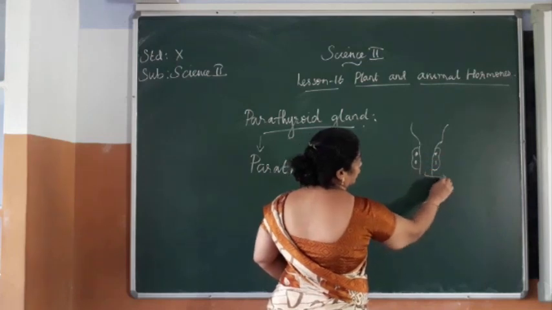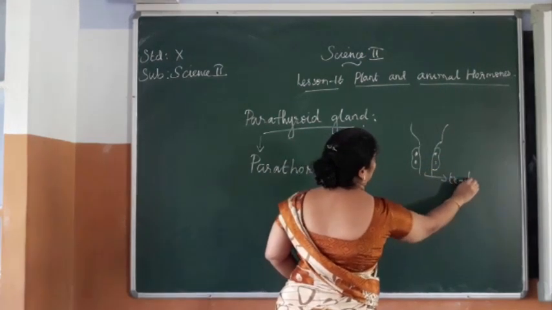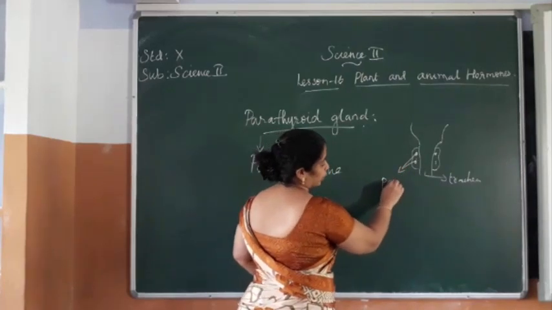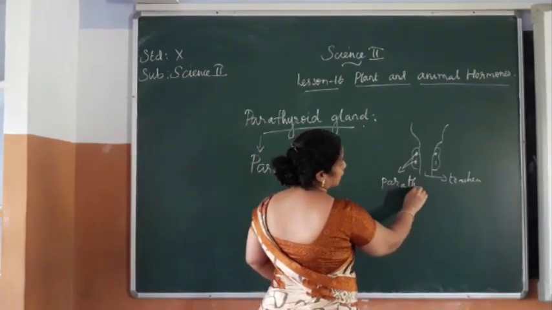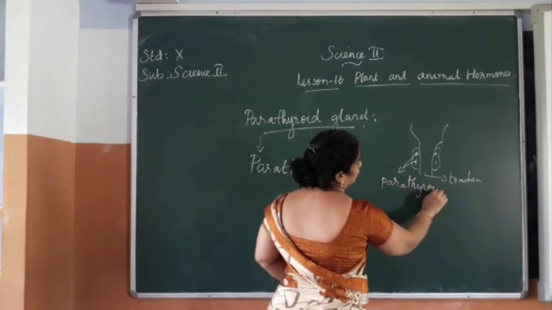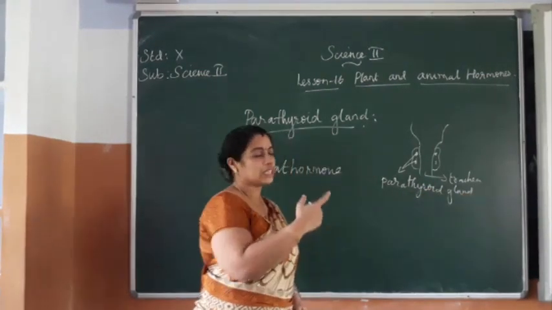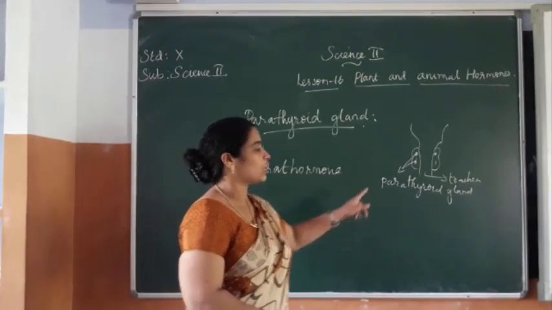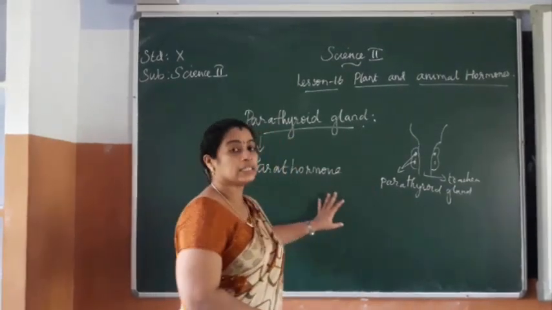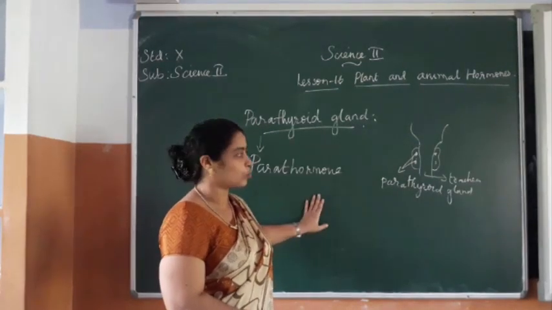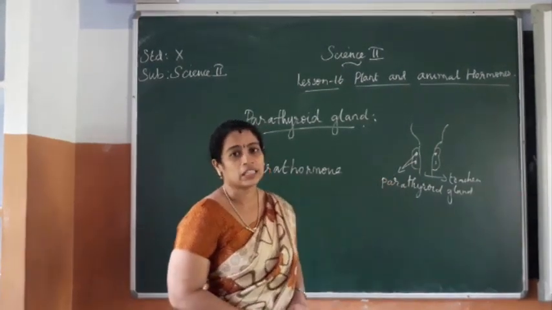So this is the trachea and these are the parathyroid glands. The parathyroid is situated at the posterior side of the thyroid gland. It is globular in structure. Then it secretes the hormone called parahormone. Parahormone is the hormone that is secreted by the parathyroid gland.